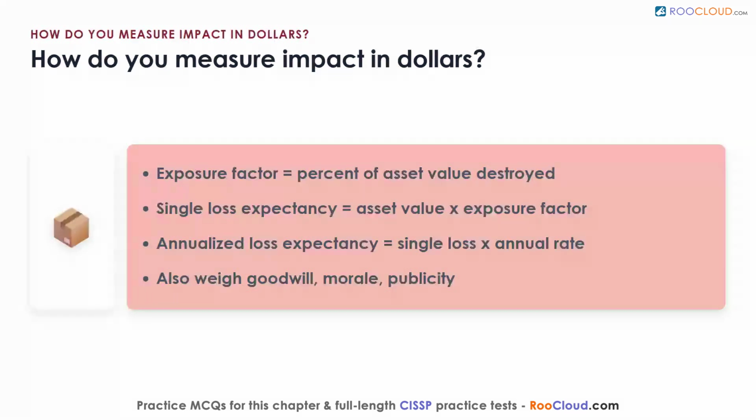The exposure factor is the share of an asset's value that a risk would destroy, written as a percentage. If a fire would wreck 70% of a building, the exposure factor is 70%. The single loss expectancy is the money lost each time the risk hits, and you get it by multiplying asset value by exposure factor. A building worth $500,000 with a 70% exposure factor gives a single loss expectancy of $350,000.